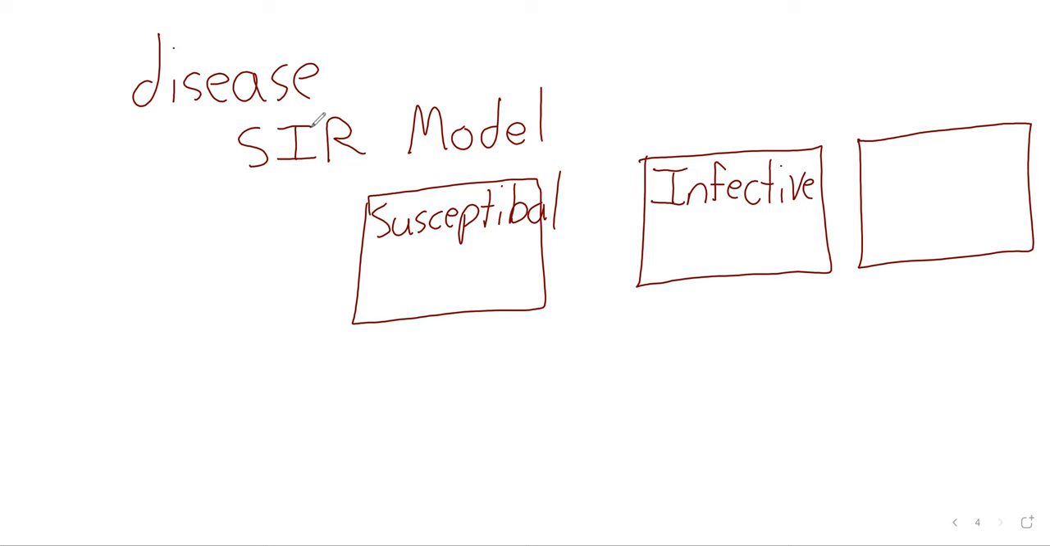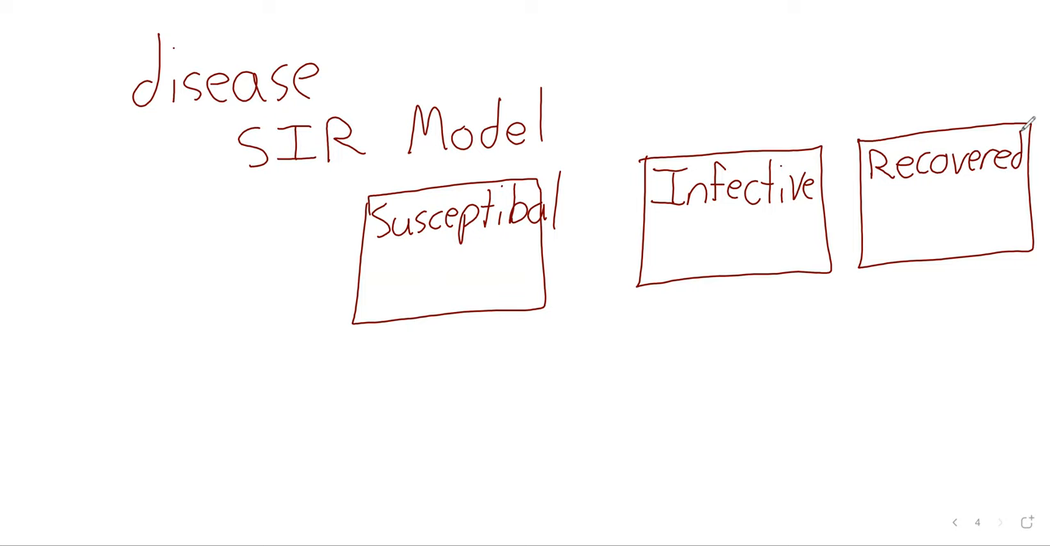Or people can be, let's say, infective. They are sick with the disease and they can spread the disease to other people. I am not infective. If you were worrying about the cough, it's just irritating. Or people can be, let's say, recovered. People got the disease and then they got better.